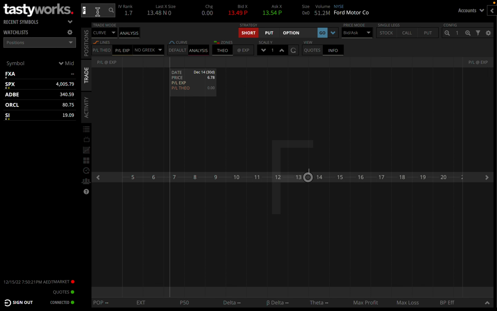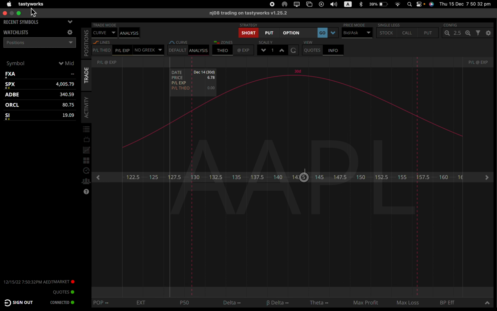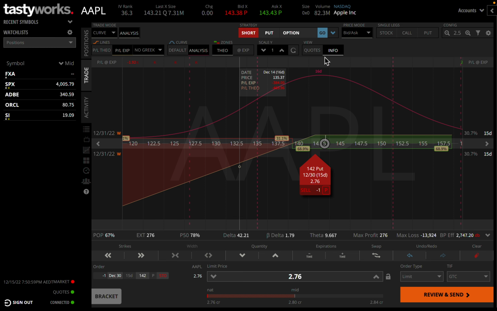So let's go back to Apple, and let's say you're selling a put option. By the way, I'm using Tastyworks here, and this is a live account, but you might want to be using a paper trade account to practice, like Interactive Brokers provides. So let's say you want to sell a put option. Short means sell, long means buy. So I'm going to sell a put option. So you go bang, go for it.